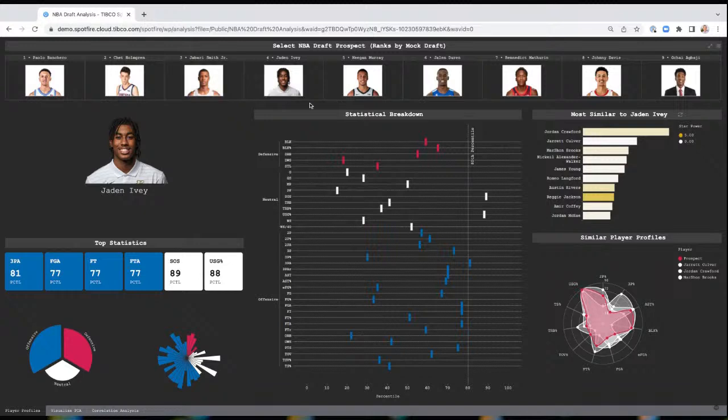But then we see there's a big drop off when it comes to Jaden Ivey. There's a lot of white here. And maybe that says something. I think it's cool to see that our methods did agree in some sense with the NBA draft analysts.